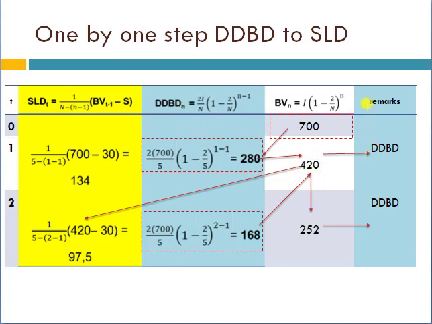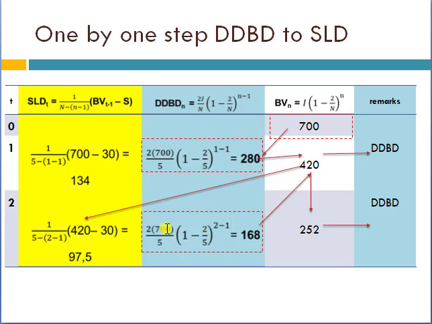Now put the remarks that we obtained the book value that comes from the DDBD. Just do the same actions. Now we are going to use the newest book value, which is 420 minus 30. And then put the little n with 2 because we are going to estimate the second year. And then just repeat again, but now we change the formula into DDBD.